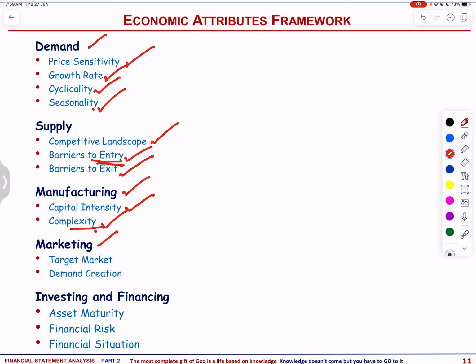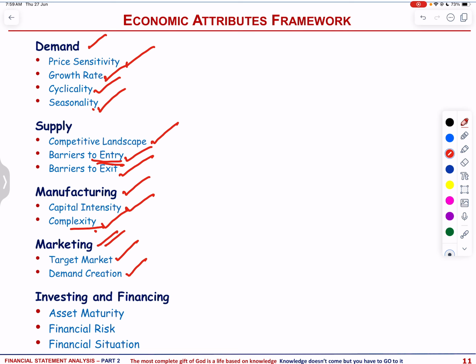Coming to marketing, is the product marketed to businesses requiring sales staff or consumers using advertising, brand names, retail locations? Does demand naturally flow through distribution channels or must firms actively stimulate demand?